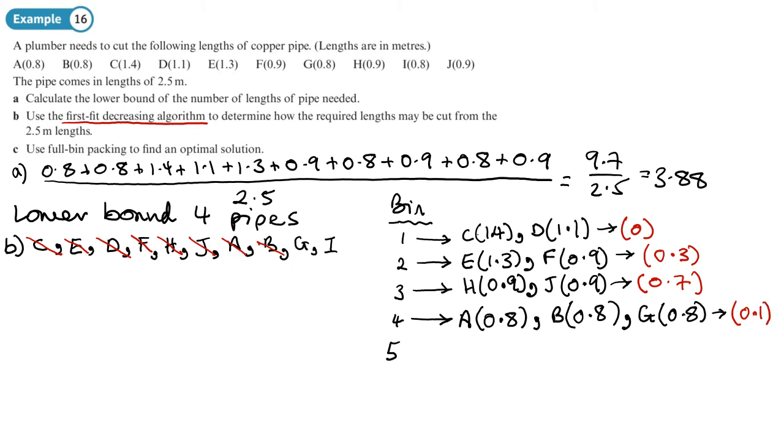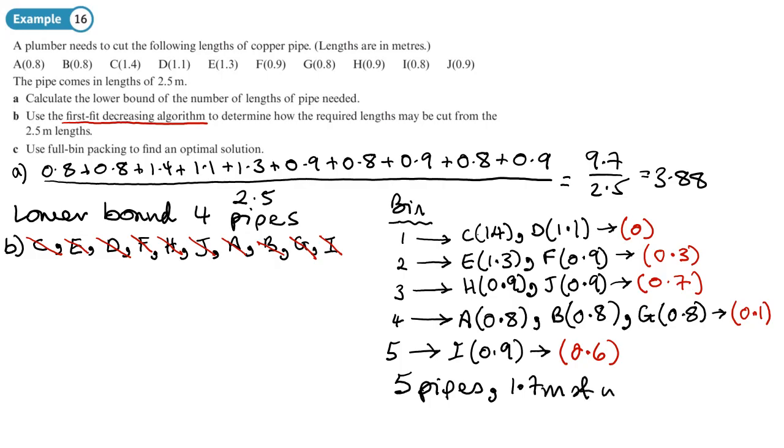And then we need a fifth pipe. And that's going to be the length I on its own, which is 0.9. So 0.9, which means the amount of wasted pipe is going to be 0.6 meters. Okay, so our solution is going to be 5 pipes, and we will have 0.3, 0.7, 0.1, 0.6 meters of wasted pipe.